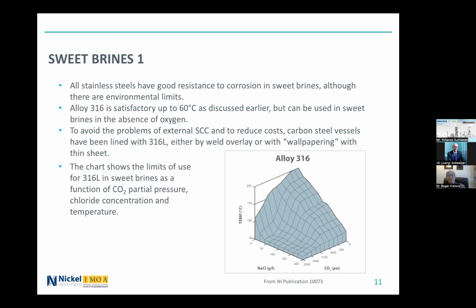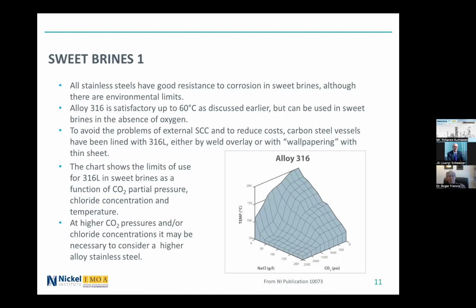This chart shows the limits of use for 316L in sweet brines as a function of the carbon dioxide partial pressure, the sodium chloride concentration, and the temperature. You can see that the limits are quite low at high chloride concentrations and high CO2 pressures. But as these decrease, 316L can be used at quite high temperatures and has been successfully used there. At higher CO2 pressures and/or chloride concentrations, it may be necessary to consider a higher alloy stainless steel.